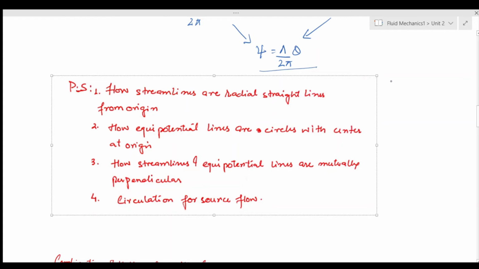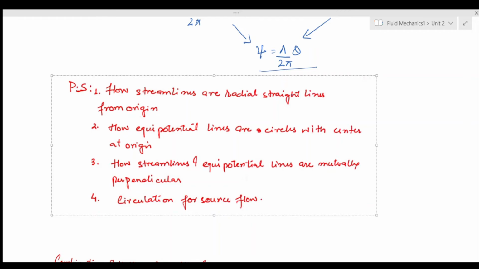So you need to see it mathematically. You can even look in your J.S. Anderson book at how the streamlines are radial straight lines from the origin. This may be a question being asked to you and you would have to prove it, and you can prove it by finding your psi and then showing that this is how we can say that the streamlines are radial straight lines.